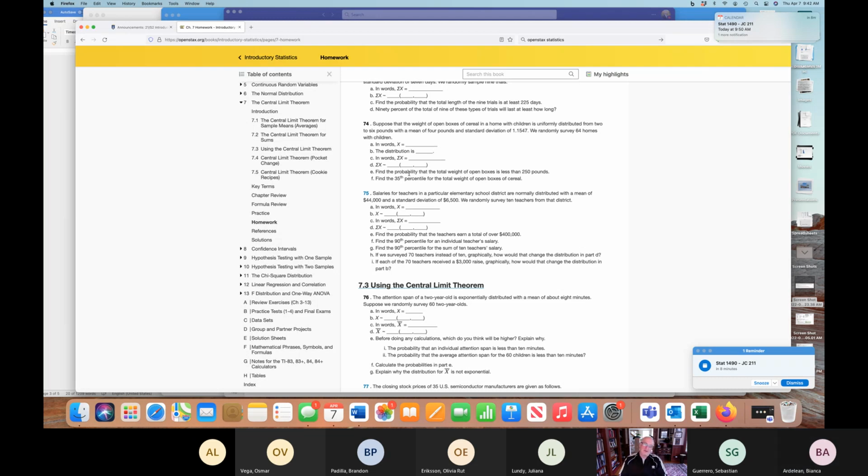Yeah. I'm adding up the boxes. I'm not taking the average weight of open cereal boxes. I'm adding them all up. I've taken the boxes from 64 homes, open cereal boxes, and I added them all up. What should be the weight? 256. Wait. It is uniformly distributed from 2 to 6 pounds with a mean of 4 pounds. So 4 times 64 is what? 256. That would be the mean.